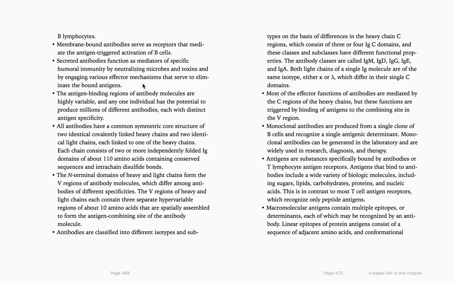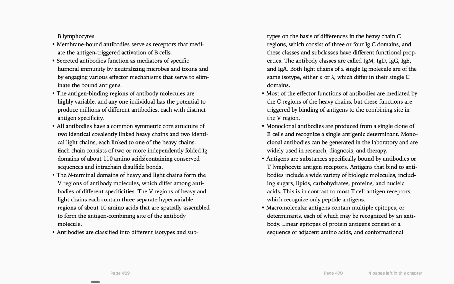The antigen-binding regions of antibody molecules are highly variable, and any one individual has the potential to produce millions of different antibodies, each with distinct antigen specificity. All antibodies have a common basic core structure of two identical covalently linked heavy chains and two identical light chains, each linked to one of the heavy chains.